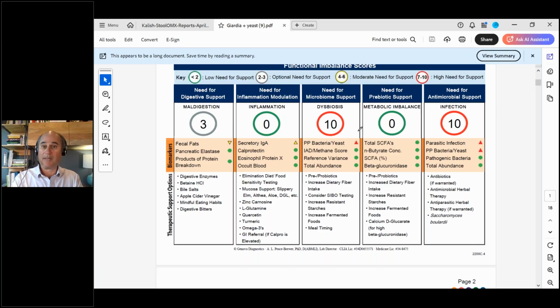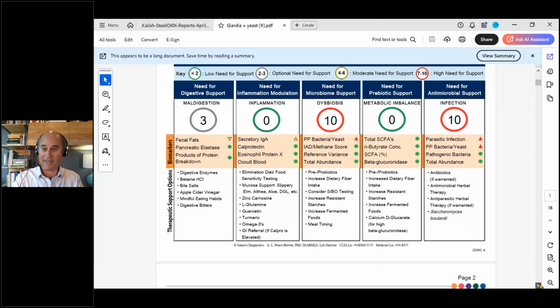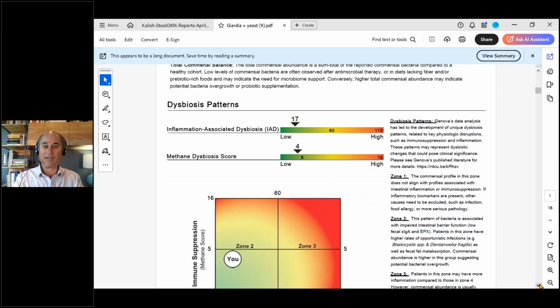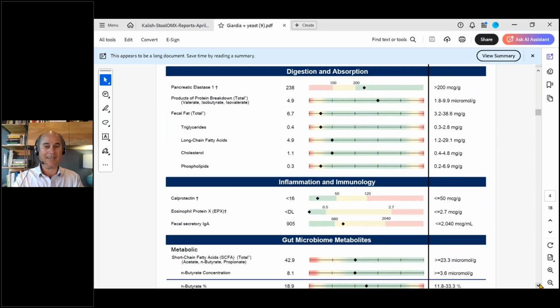Could have both. And they have really bad dysbiosis, and there are some infections going on too. So dysbiosis is an opportunistic overgrowth, but infection is infection. So let's hunt around and see. Now you've got to scoot down and look at the infection section.